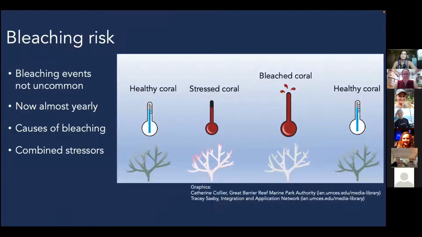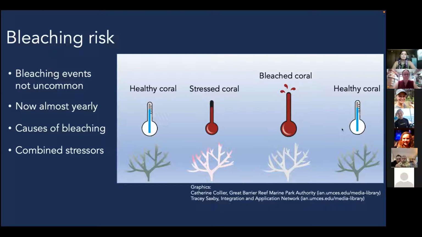Now, historically, short-term bleaching events were not uncommon. Here, this infographic shows a healthy coral at ambient temperatures. When temperatures rise, the coral becomes stressed. When temperatures continue to increase or stay too warm for too long, then corals will expel their algal symbionts, and this is what we call bleaching. A bleached coral is not a dead coral yet. If temperatures cool quickly enough, then corals can regain their symbiotic algae and become healthy again.